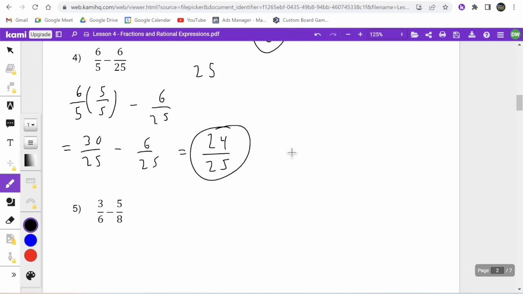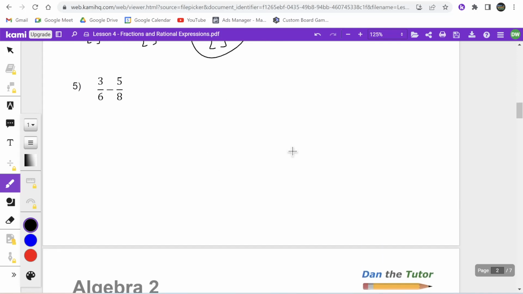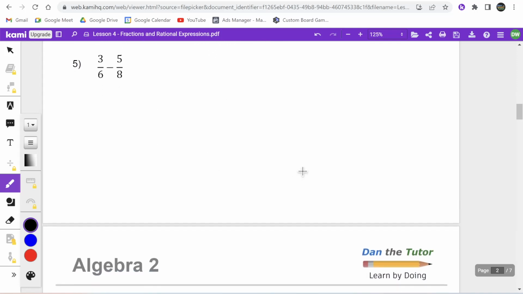And then the last one, maybe you can do it on your own, but either way, I don't care. I want to explain this one because the common denominator is probably the hardest out of the 5 we've seen so far. So here's what I would recommend. I know for a fact that 6 times 8 equals 48, and that is not going to be the smallest common denominator. Why not?